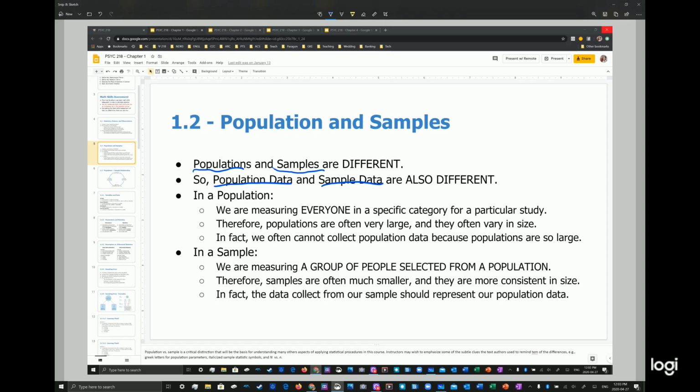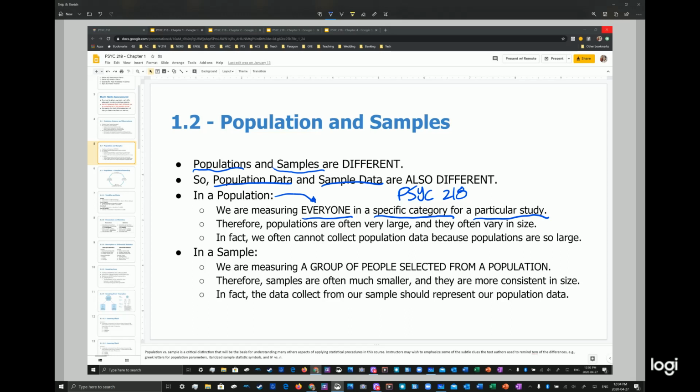In a population, we are measuring everybody. So when you see population, think everyone, every single person in that specific category for a particular study. For example, if you wanted to know the population of, let's say, Psych 218 students, this would not only mean the Psych 218 in this class, but also the Psych 218 in other Psych 218 classes, or even Psych 218 classes in the last term, or every Psych 218 ever in Alexander College, which would not just be 35 students, but it could be 10s, 20s, or 30 times 35 students. So the population is much larger, and we want to include everybody for a particular group of interest.